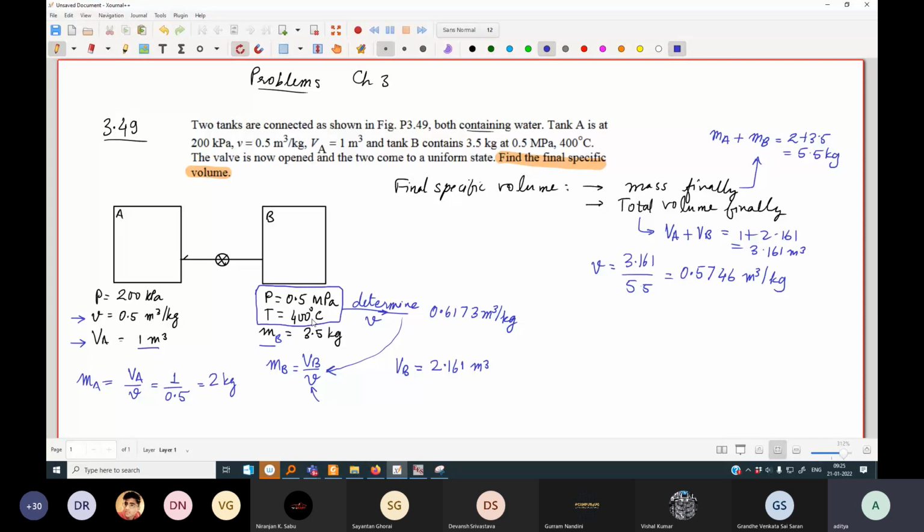Someone wants to say something? Sir, here we are given for the B part, P is equal to 0.5 and T is equal to 400. But sir, we read earlier that by knowing only P and T, we cannot get the complete information. Yes, by only specifying P and T, you cannot get the complete information inside the saturated dome. So yes, sir, that's why I'm asking how we come to know that this is not in the saturated region.